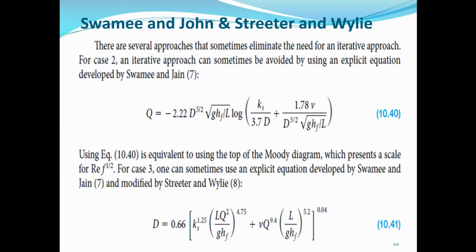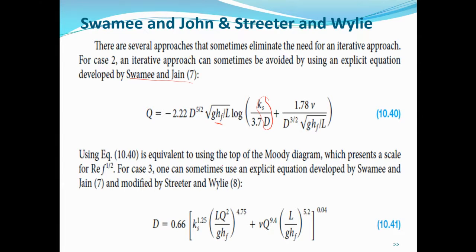Swamee and Jain, and Streeter and Wylie, these are several approaches that sometimes eliminate the need for an iterative approach. Case two, the iterative approach, can sometimes be avoided using an explicit equation developed by Swamee and Jain, which is this: the flow rate is given. You can see even the equation is very, very long. You have the frictional head loss, you have the relative roughness, and that's it.